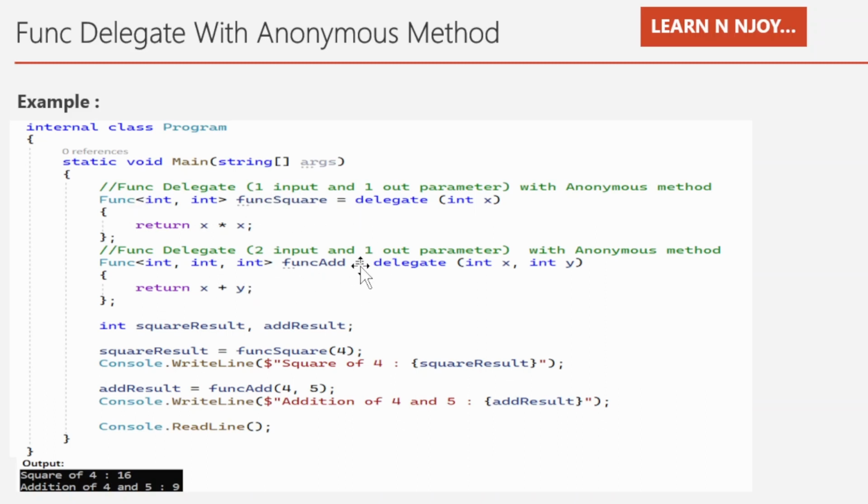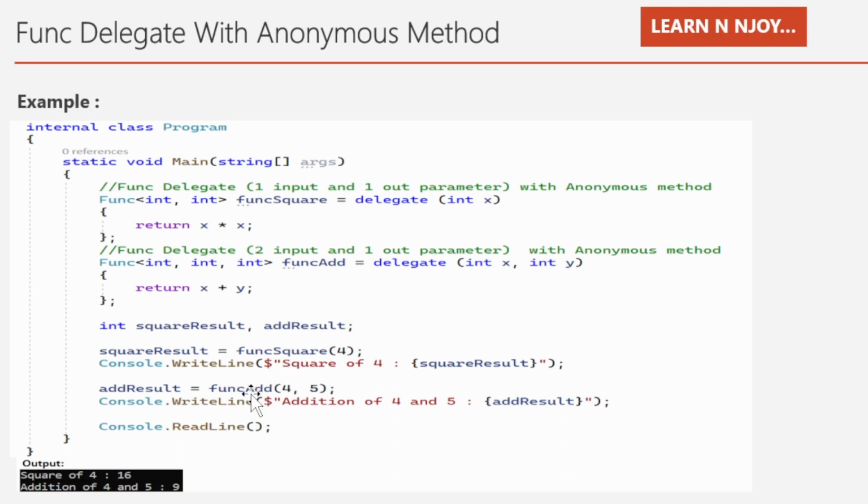For the second one, the Func add. If you see the Func square, how are we going to call it? We are just going to write square result is equal to Func square, passing the parameter value 4, and it will go and call this anonymous method. The output we receive is stored in the square result variable and printed in the console window.